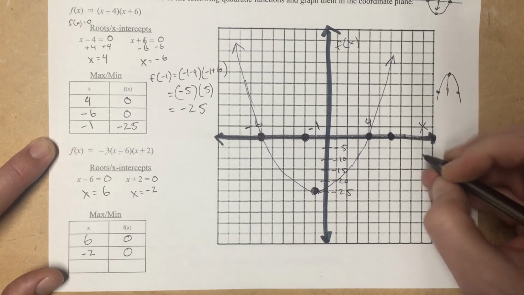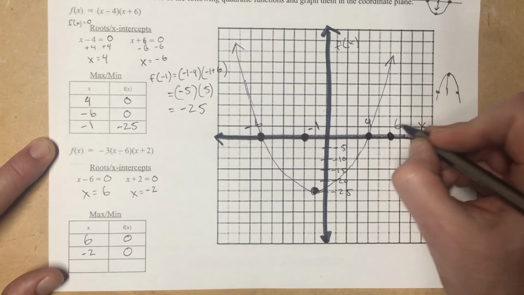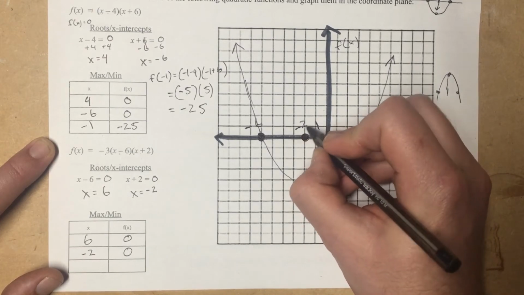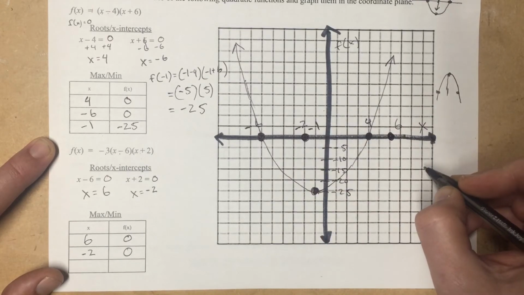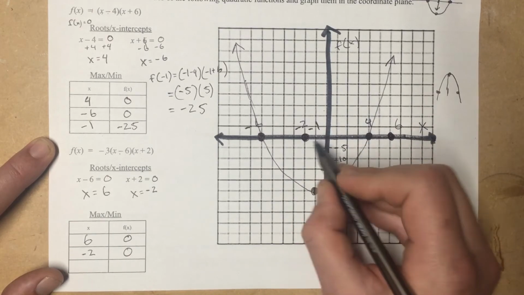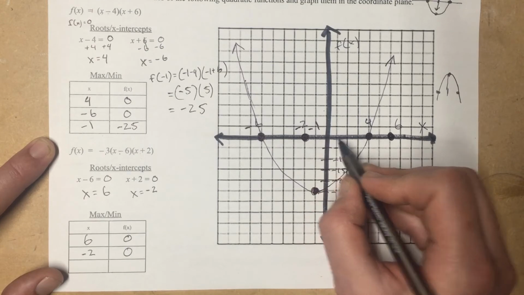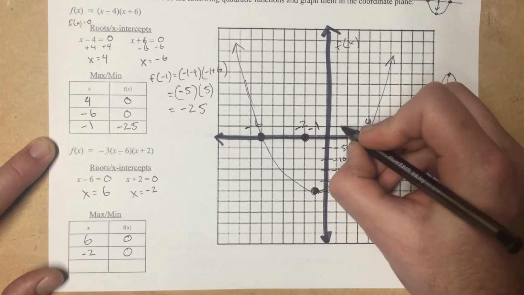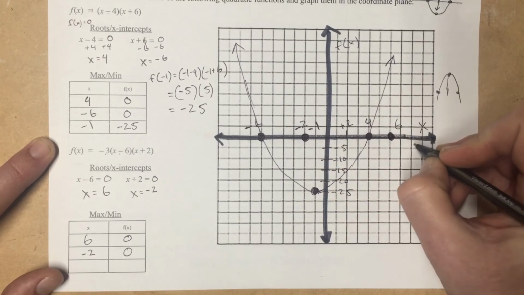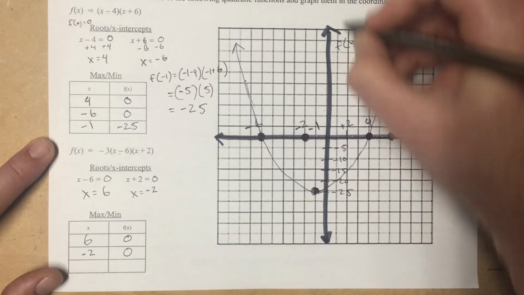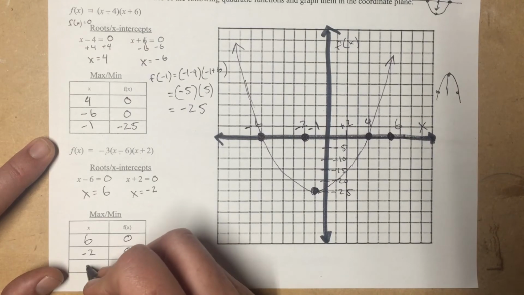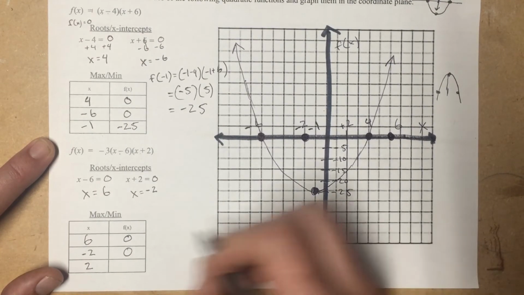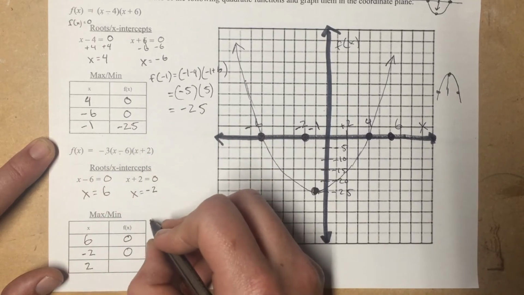So let's find that halfway in between point. Remember, this was at a 6. This was at a negative 2, right? All right, so halfway between negative 2 and 6, that's over 1, 2, 3, 4, right? And 1, 2, 3, 4. So our halfway point is at a positive 2. So let's figure out how high we go when x is equal to a positive 2. Plug this into the original equation.